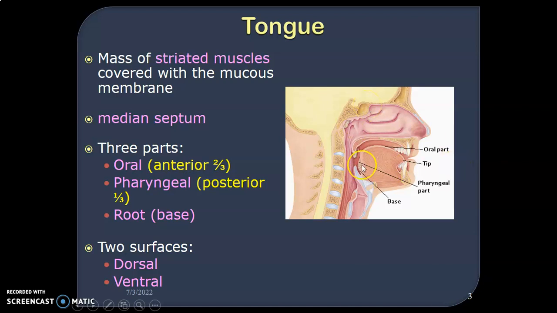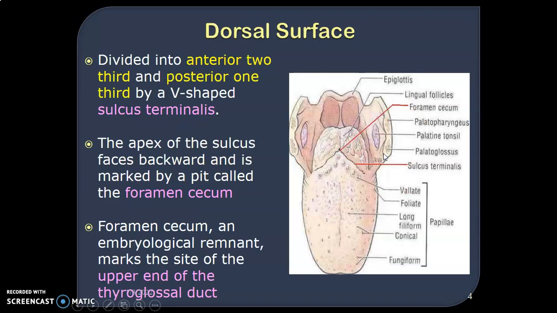And it has two surfaces, the dorsal surface, which is close to the palate, and the ventral surface that faces down or beneath. The dorsal surface, when you protrude the tongue, is the rough surface that you actually see, while the ventral surface is the lower part, which is smooth. The dorsal surface is divided into anterior 2/3 and posterior third by a V-shaped sulcus terminalis. So this is the sulcus terminalis, this is the anterior 2/3 and the posterior third.